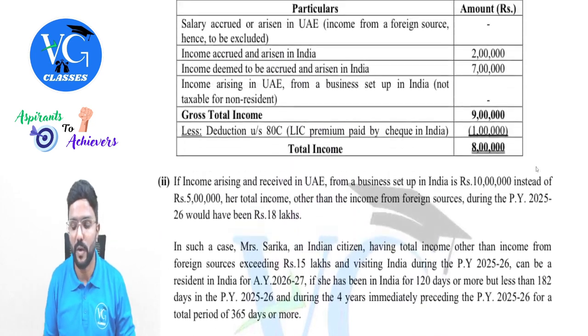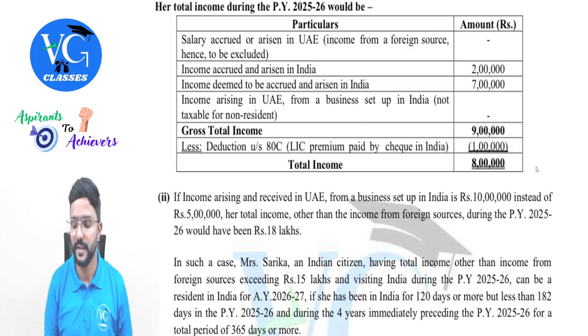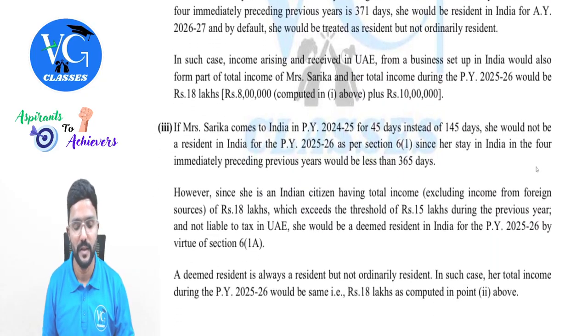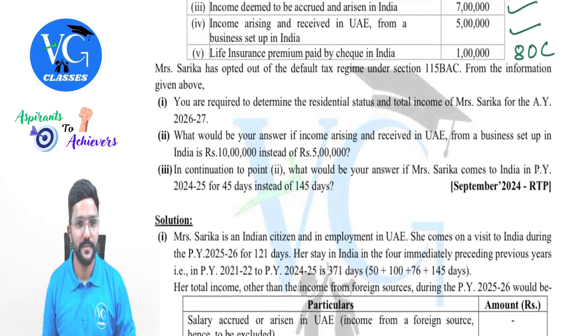Sir, how did we get it? Whatever we have calculated here plus 10 lakh. We didn't consider it in the previous case because she was a non-resident, but now she is a not ordinary resident. This figure would be taxable. So 8 plus 10 will become 18 lakhs. Got it? Yes. Then the last point.